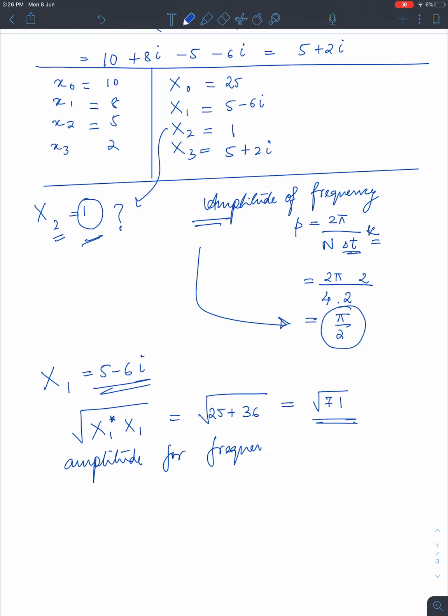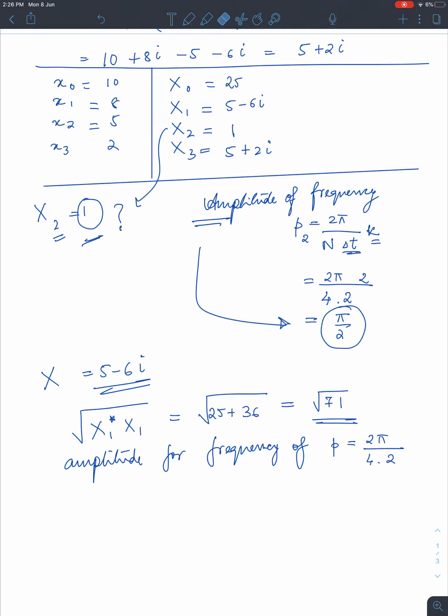for a frequency of, what is the frequency? Here P, let's call this P2, then this is P1. What is P1 here? 2 pi over n, that is 4. Delta t is 2 and k here is 1. We are looking at the kth.